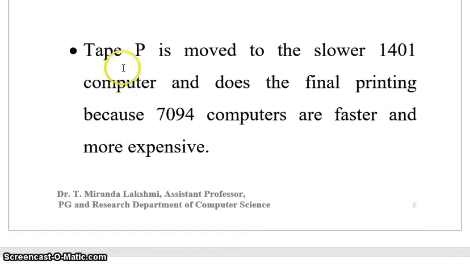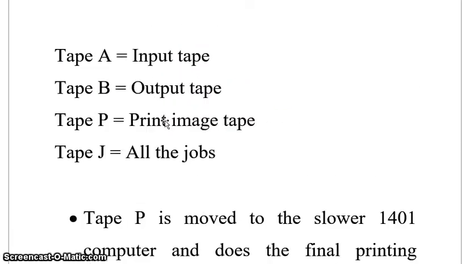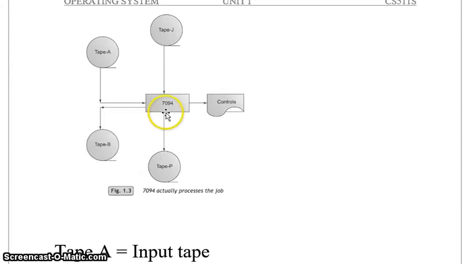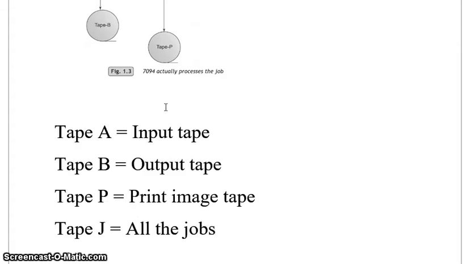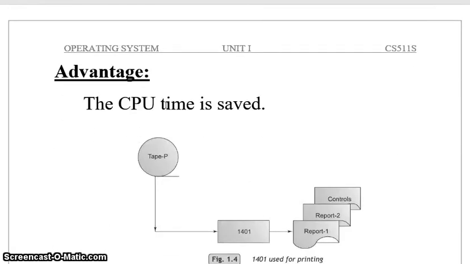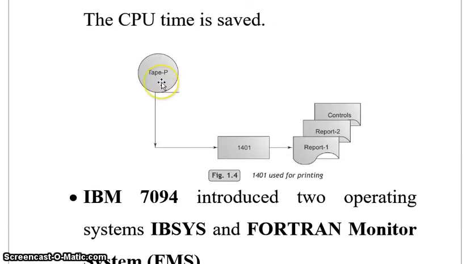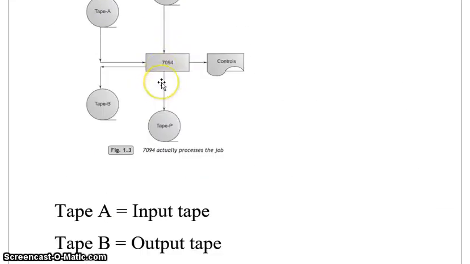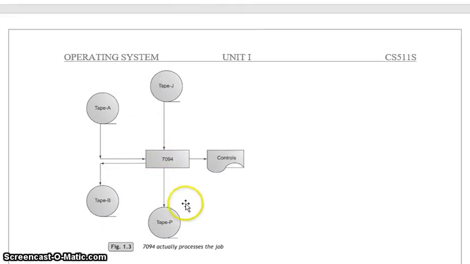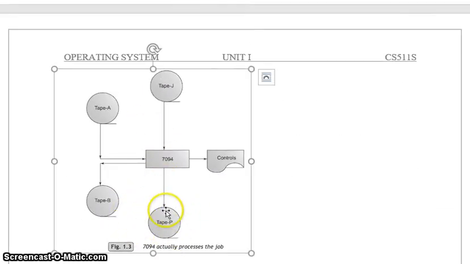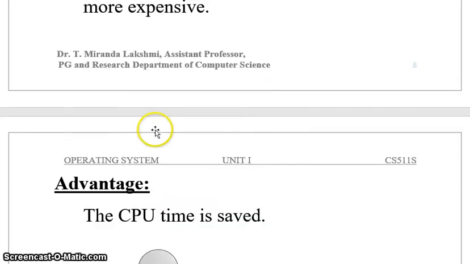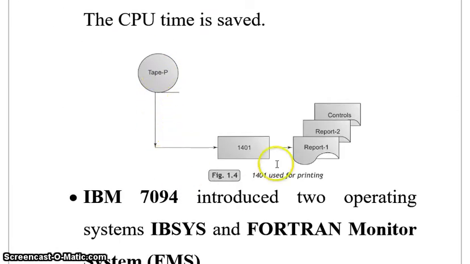Then tape P is moved to the slower 1401 computer for final printing, because the 7094 computer is a bit costly and will be used only for processing. So now tape P is moved. In tape P, we have all the jobs which have to be printed. This tape P is moved to the 1401 machine and the reports are taken.